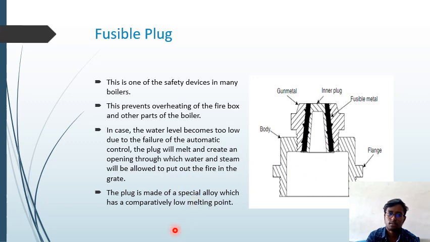In this case, the water level becomes too low due to failure of automatic control. The plug will melt and create an opening through which water and steam will be allowed to put out the fire in the grate. The plug is made of a special alloy which has a comparatively low melting point, like gunmetal type and fusible metal.